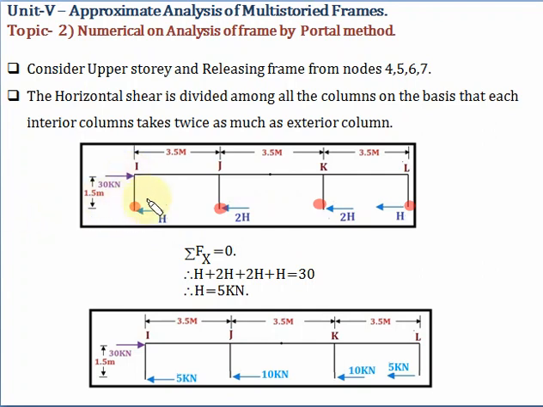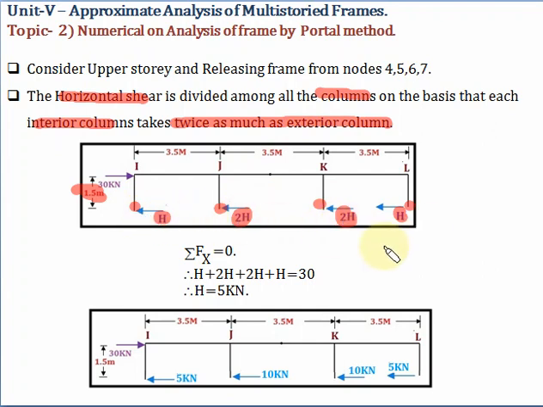Here, at the center of the beam, half of the length is 2.5 meter. Now it is subjected to horizontal forces. As per the second assumption, horizontal shear is divided among all the columns on the basis that each interior column takes twice as much as an exterior column. If the exterior column takes the horizontal shear of H, then the interior column will take twice of that. So the horizontal shear for the interior column is 2H, for the exterior column is H only.